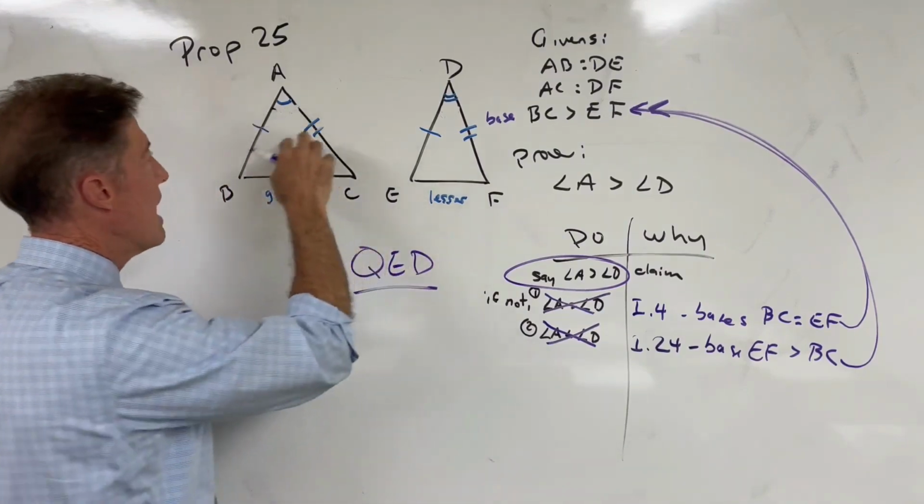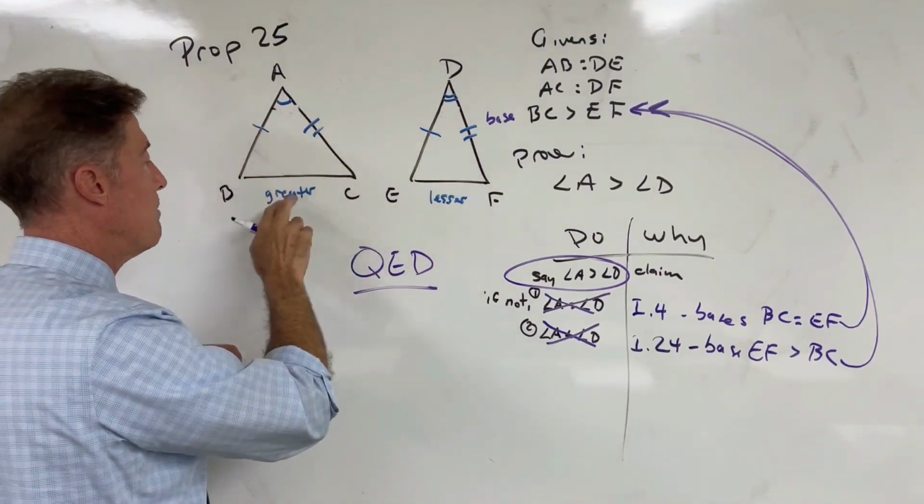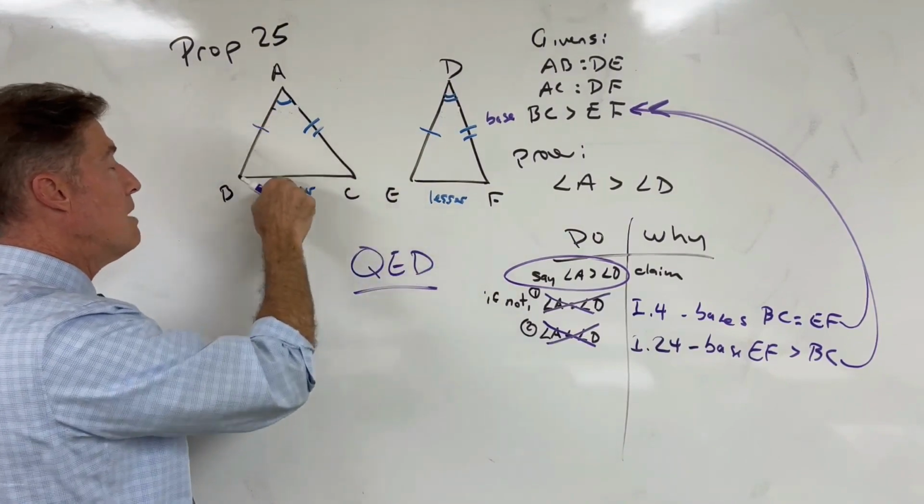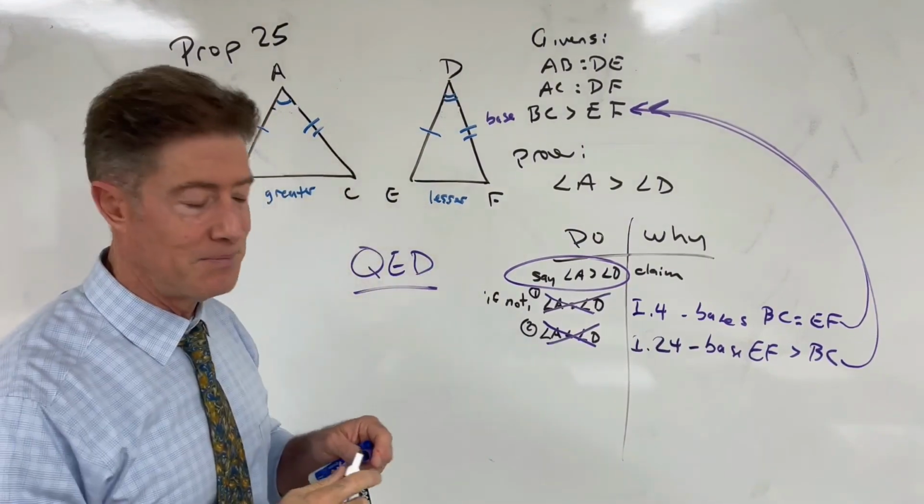Therefore, if two triangles have two sides equal to two sides respectively, and the base greater than the base, then the greater base will contain a greater angle. QED.